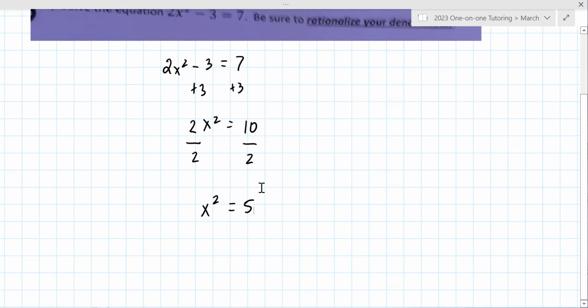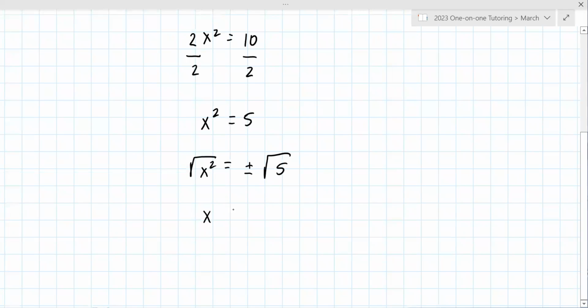Take the square root of both sides. It's kind of a case 1, case 2, but there's nothing to do. It's just plus or minus the square root of 5. So x equals plus or minus square root of 5. And that's it. There's nothing more to do.